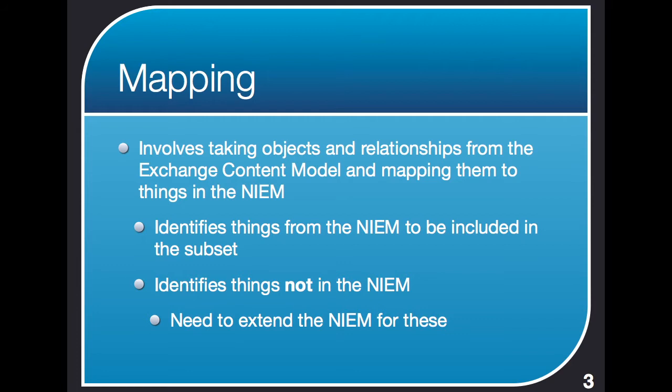But in addition to identifying the things you need from the NIEM, it'll also identify things that aren't in the NIEM. As you go through your exchange content model and look for things in the NIEM, there'll be things that aren't there. And those are things for which you'll need to extend the NIEM to add those additional objects so that you can include them in your exchange. Now, extending the NIEM is also the subject of a different presentation. It's part 5 of the NIEM Advanced Technical Concepts presentation. So that's where you'll go to find out how to extend the NIEM to add new things.